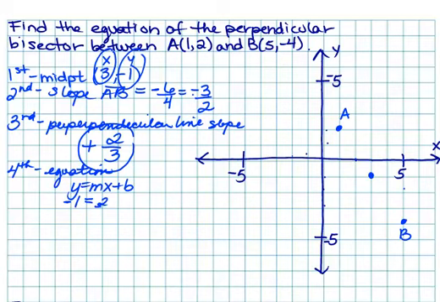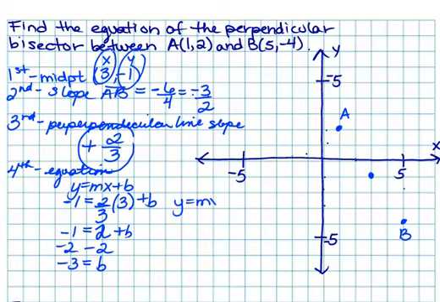-2 for y, 2/3 for m, 3 for x. I don't know b. 2/3 of 3 is just 2. Take away 2. I'm getting b is -3. So when I go back to do y equals mx plus b again, I need a slope of 2/3 and a b of -3. I think that's my equation.